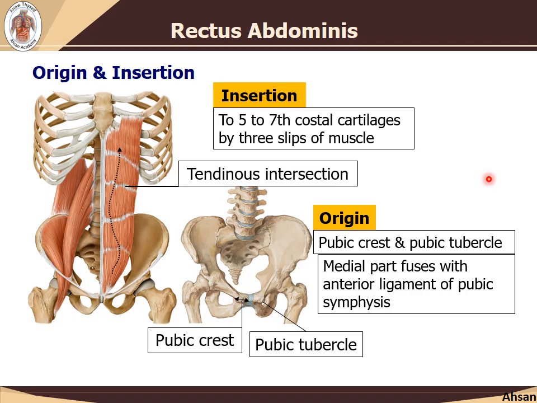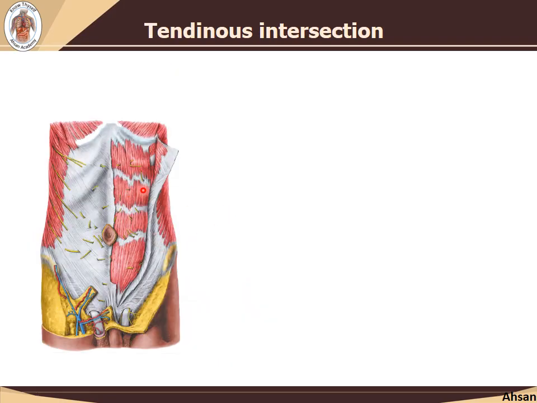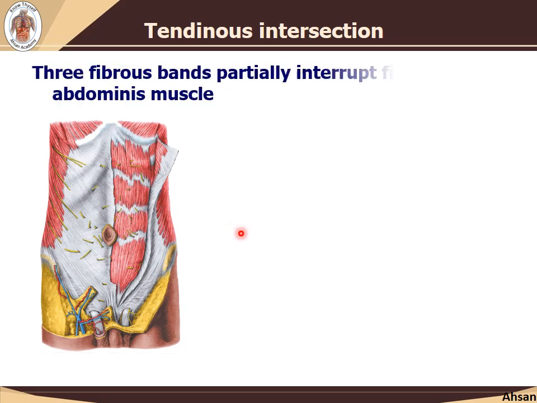The fibers of this rectus abdominis muscle are not continuous, they are interrupted. It is intersected by a non-muscular part. So these fibers are broken into smaller units, interrupted by a tendinous part. This is known as the tendinous intersection of the rectus abdominis muscle. You can see these are the tendinous intersections. Their position is relatively fixed.